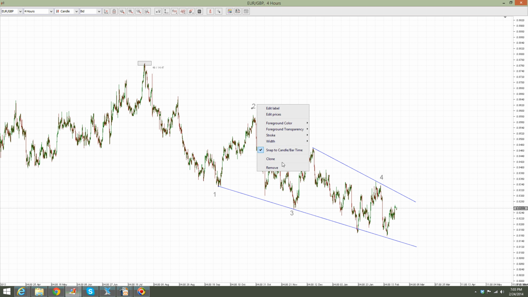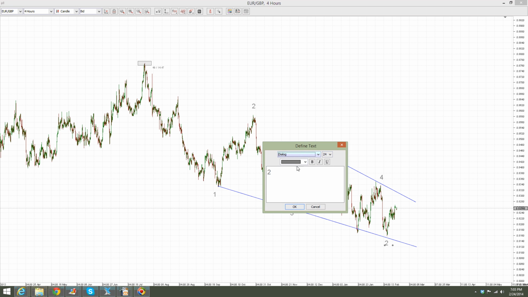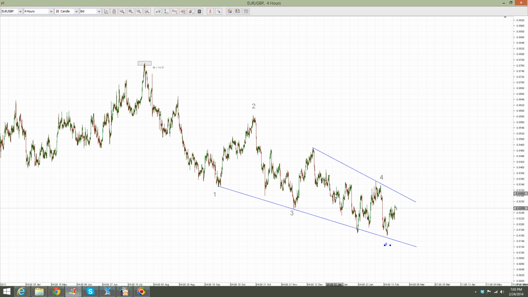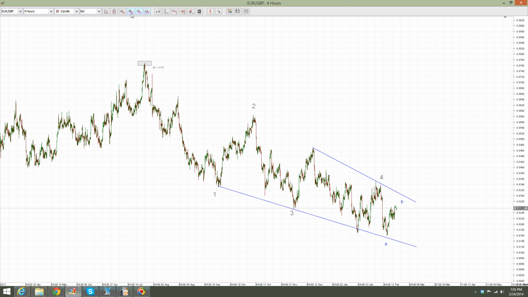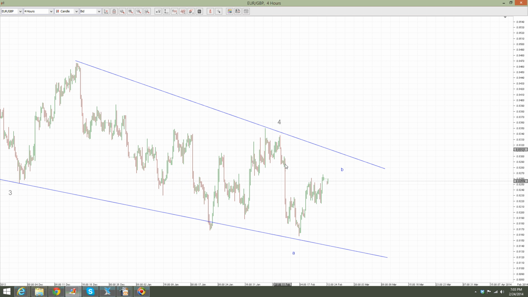Now this fifth wave, as you can see, comes with the following structure. This to be wave A, let's make it of a bigger degree, like this, wave A, and now we need a B wave to the upside, most likely to be completed around current levels, or already completed. And this B wave, if you zoom in, already has an ABC in the form of a zigzag.